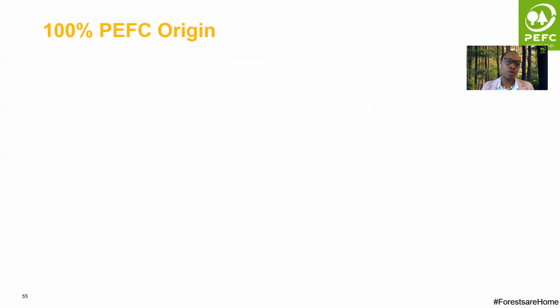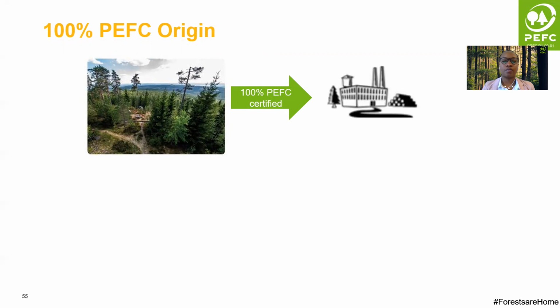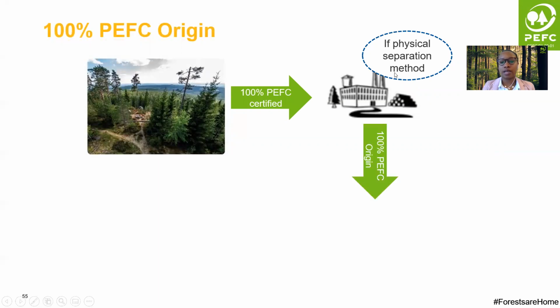So, a more concrete or graphical example for you to understand how you can make the claim 100% PEFC origin. Here you have material coming from a PEFC certified forest, and let's assume the forest owner has made the claim 100% PEFC certified. This material then goes through, let's assume, a sawmill. And here they choose to apply the physical separation method. In the end, the sawmill supplies the material with the claim 100% PEFC origin.